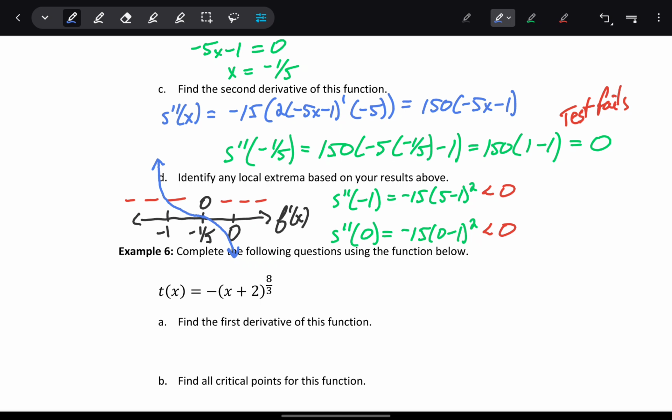Since the sign of the first derivative doesn't change, that tells us that x equals negative 1/5 is neither a maximum or a minimum. The function never changes direction, it just continues decreasing, so we have no local maximums or minimums. So it's neither a max or a minimum.